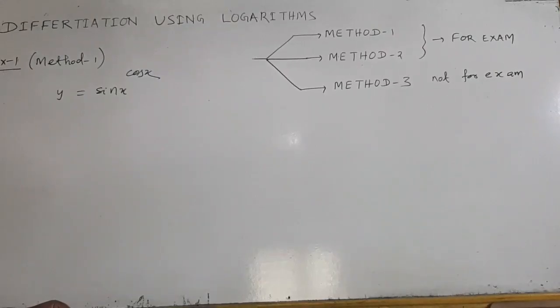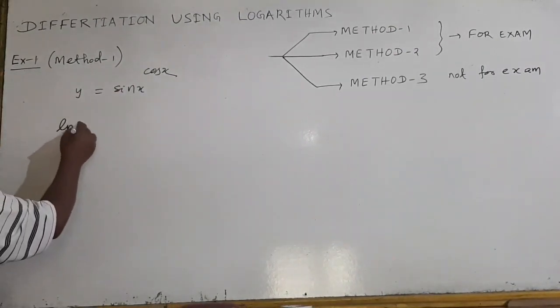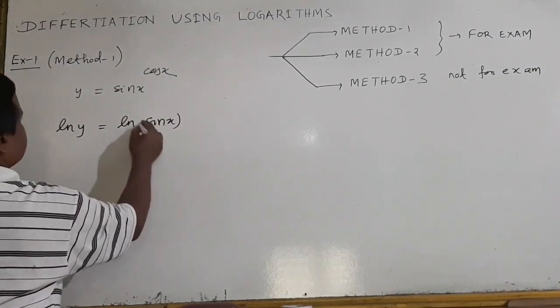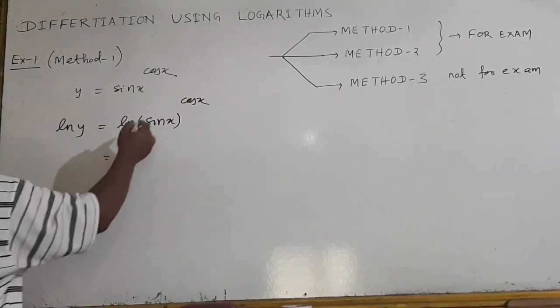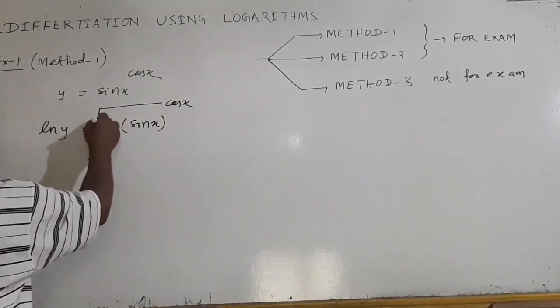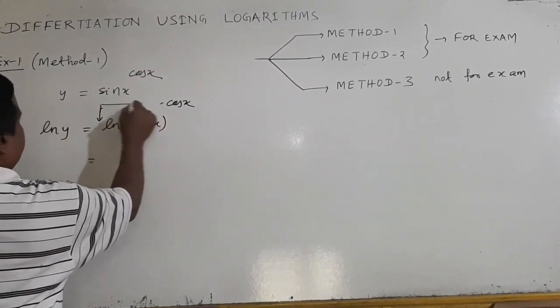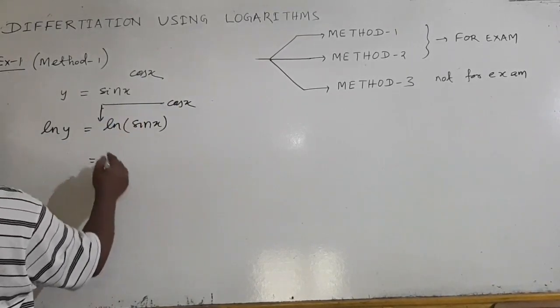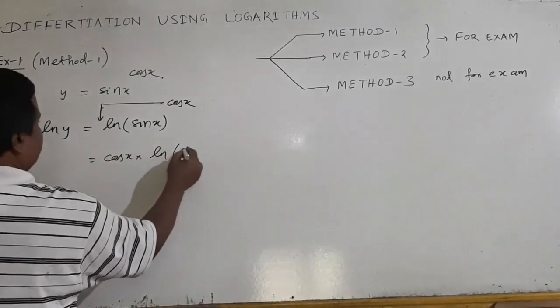Now look at this problem. y is equal to sin x to the power cos x. Method 1: I am taking log on both sides. ln y is ln of sin x to the power cos x. Then what will happen? Cos x will come to the front, because we know the formula: anything to the power n, the n will come to the front. It becomes cos x into ln sin x.